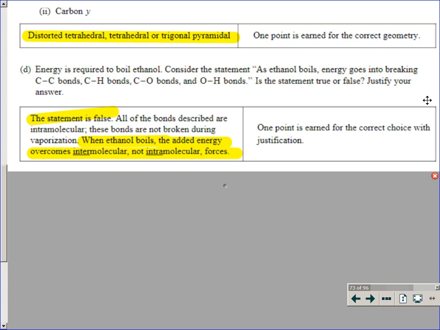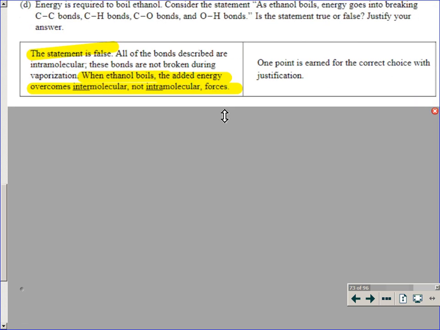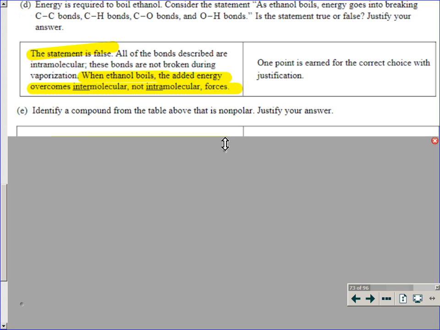You can say boiling is a physical process, therefore the IMFs are overcome, not the intramolecular forces like the covalent bonds themselves. So that's a nice phrase: overcomes intermolecular forces, but not intramolecular forces. 1 point. You guys doing okay? Okay.